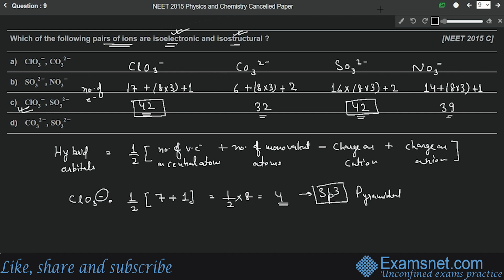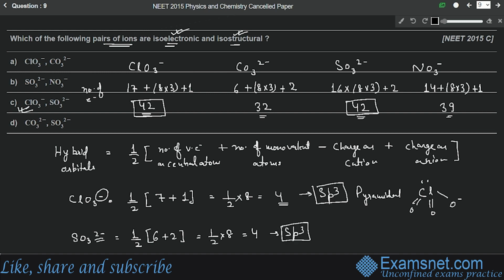Let's see the structure. This is Cl, a lone pair of electrons here, double bond O, and then single bond O minus. Okay. Let's see for SO3 2 minus. We'll use the same formula, half into number of valence electrons, which is 6. Here also no monovalent atom, again no cationic charge, only anionic charge 2, so plus 2. So half into 8 again, that is equal to 4. That is sp3 hybridization.